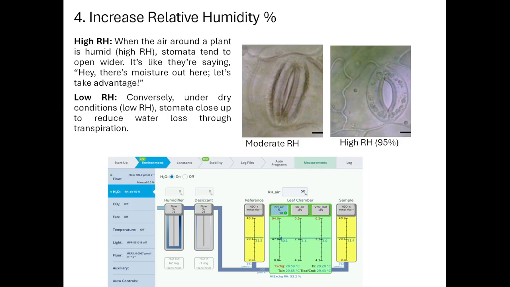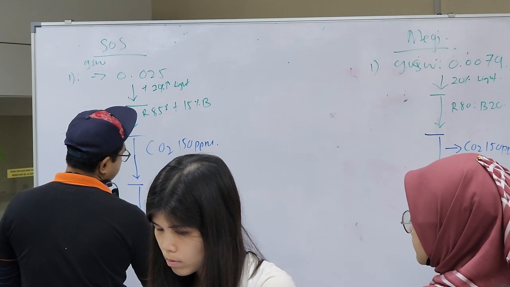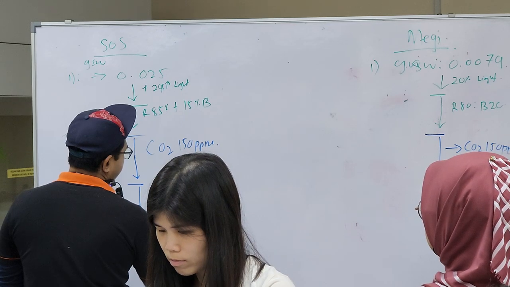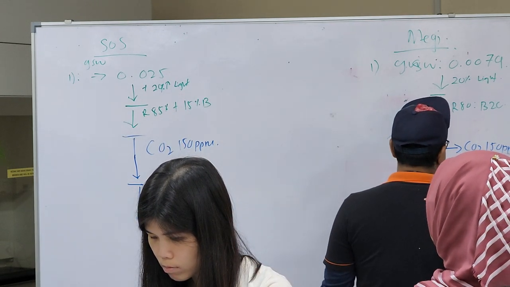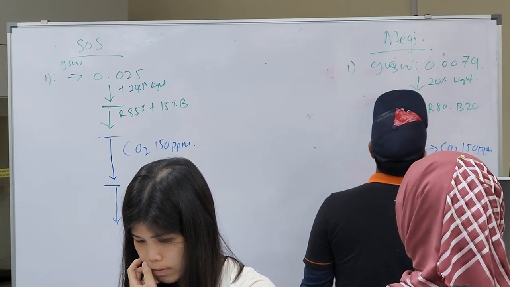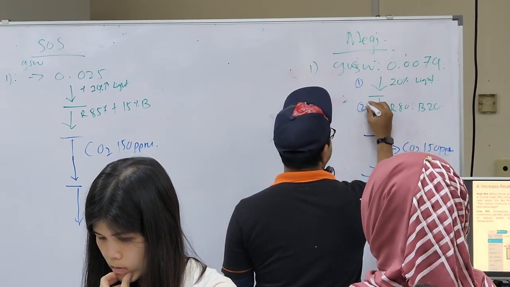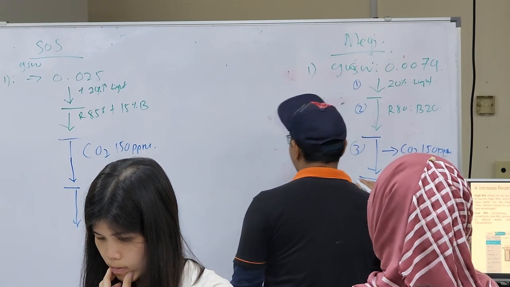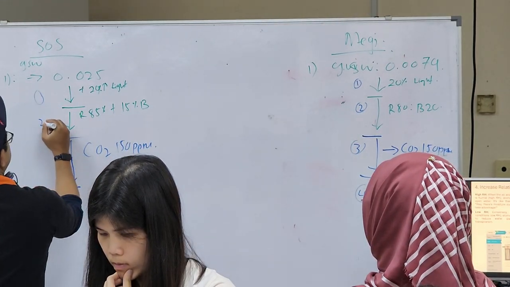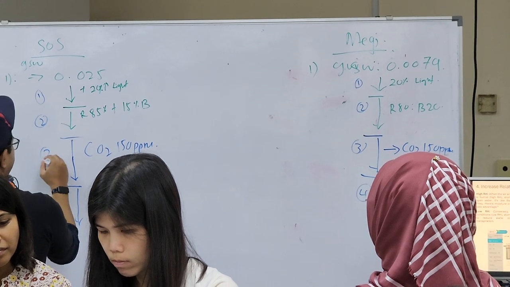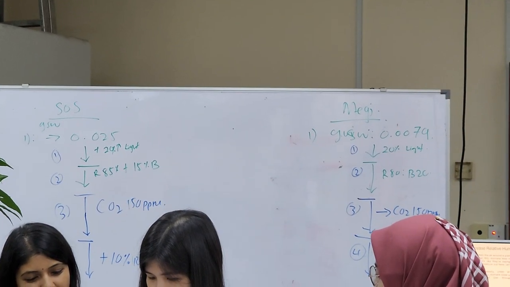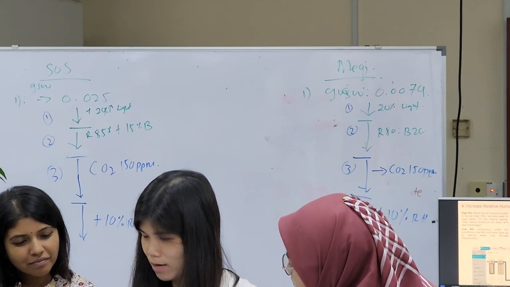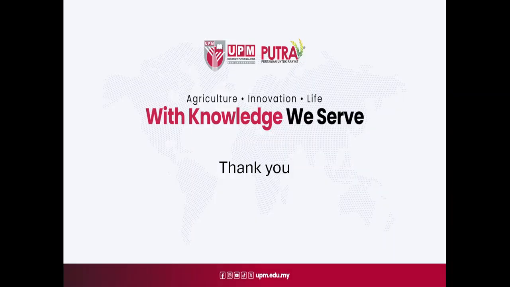So, ini increase plus 10% RH. Ini pun sama, plus 10% RH. So, this is number 1, 2, 3, 4. Okay, dah. Now check your plants.